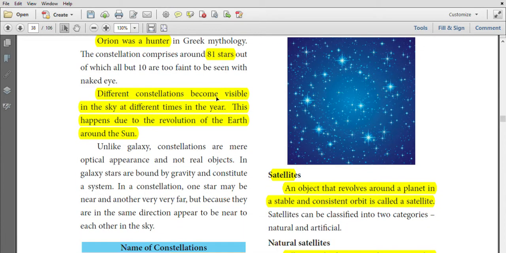Different constellations become visible in the sky at different times in the year. This happens due to the revolution of the Earth around the Sun. We can see different constellations at different times in the year because of the revolution of the Earth.